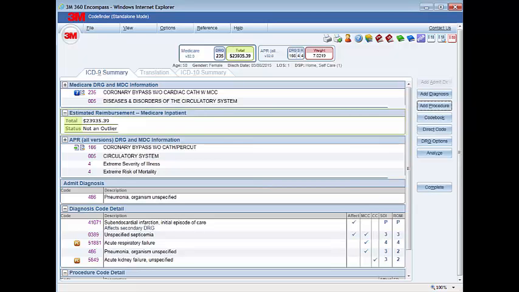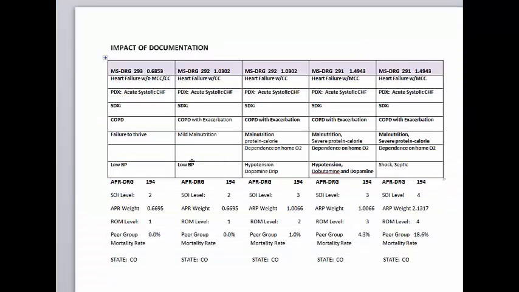I also wanted to show you a quick handout, and you guys will have this. It gives a really nice flow of the impact of documentation, how documentation can really play a part in your reimbursement, the level of DRG you get to, and the severity of illness and risk of mortality the patient can have. So here this patient just has acute systolic CHF, and they're at a 2 and a 1 for severity of illness and risk of mortality.